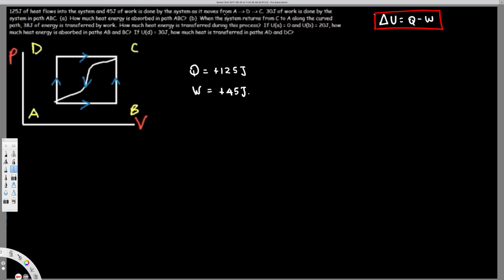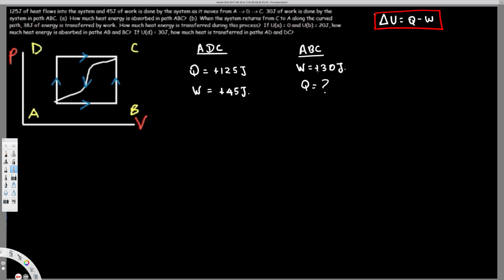Now let's see. Done by the system as it moves from A to D to C. So this is the path ADC, right? If you note down the graph, it's going from here to here, this path. Let's look at the other one: 30 joules of work done by the system in path ABC. Work done by the system is positive, so W is equal to plus 30 joules. And they are asking how much heat energy is absorbed in path ABC. So they are asking for Q right here. What is the Q? That's the question.